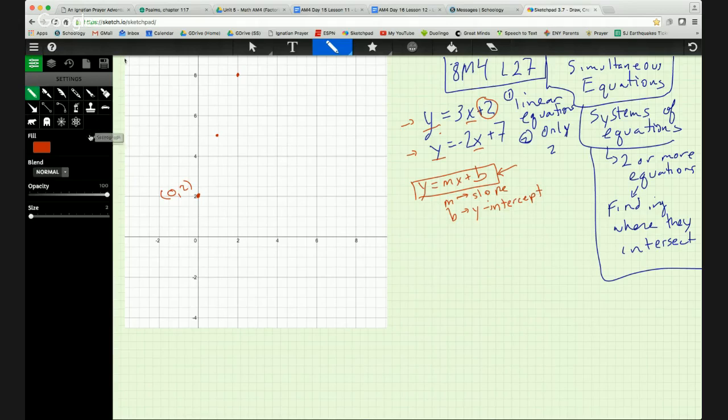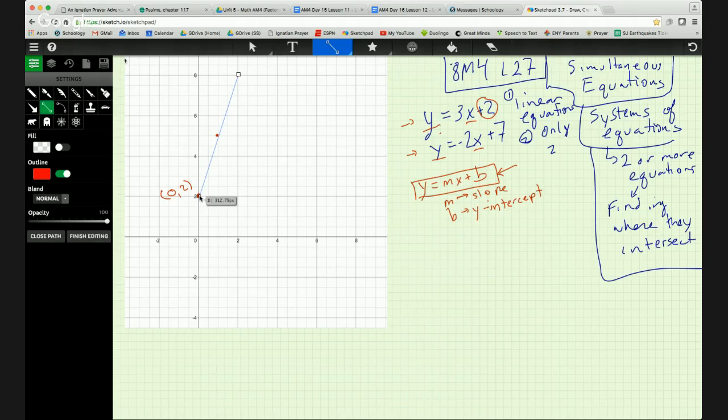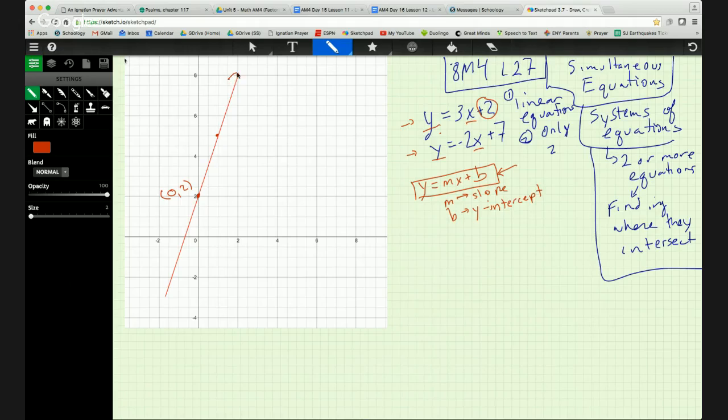So let's make our line here. Let's use this tool here. Let's just do it like this. Okay, and so we have our line, and we also know that this line goes forever in this direction and forever in this direction. And so any point on this line satisfies this first equation.